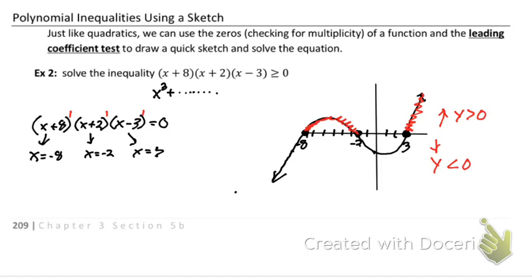It does have an equal to sign, so I'm going to use a bracket. So our solution is going to be from x value of negative 8. That's almost an infinity sign, but not quite. All right, to negative 2, bracket. Union that with 3 to infinity.